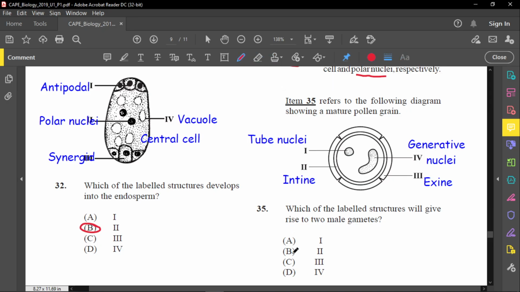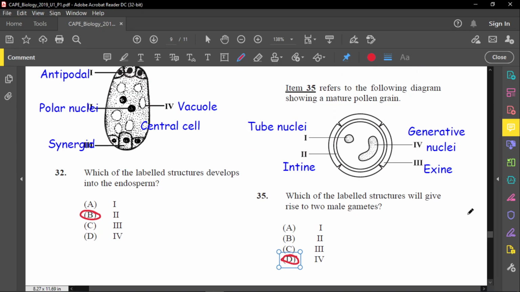The tube nuclei now will form the pollen tube from the pollen grain. So answer here has to be option D, yeah? All right, great. So again, generative nuclei forms the sperm cells. The tube nuclei will form the pollen tube, and that's when you have, after pollination, the pollen tube will form from the tube nuclei. All right, and this gap, right, is called the pollen pores. Just to make a note of that.